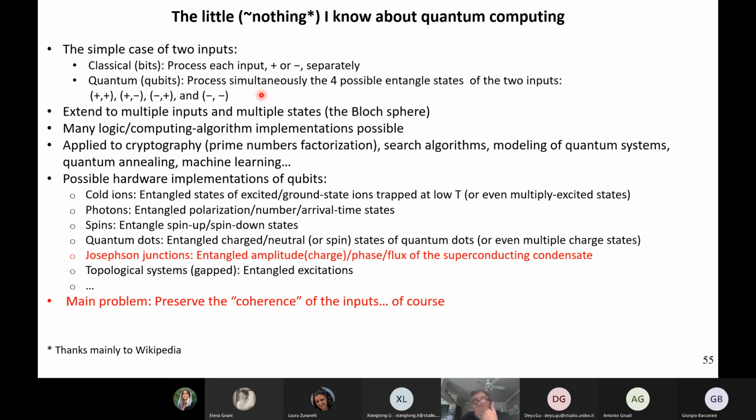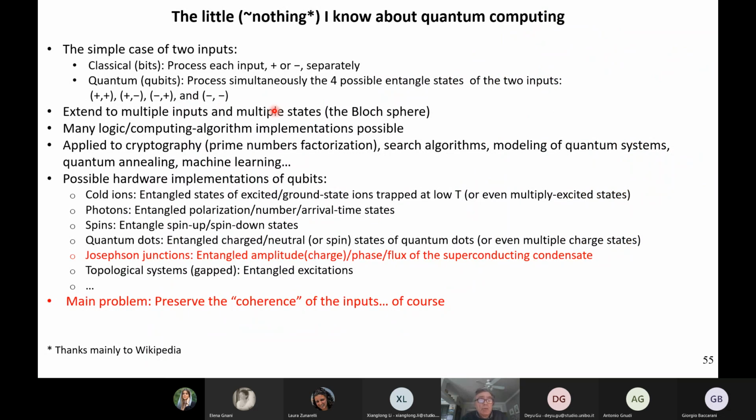And then of course, at the end, when you make the measurement, you collapse into one of the possible states, but this gives you information anyway about what process was done on the various inputs. So if you go to many inputs, you see that you have a tremendous advantage in how many possible combinations of entangled states you can have.